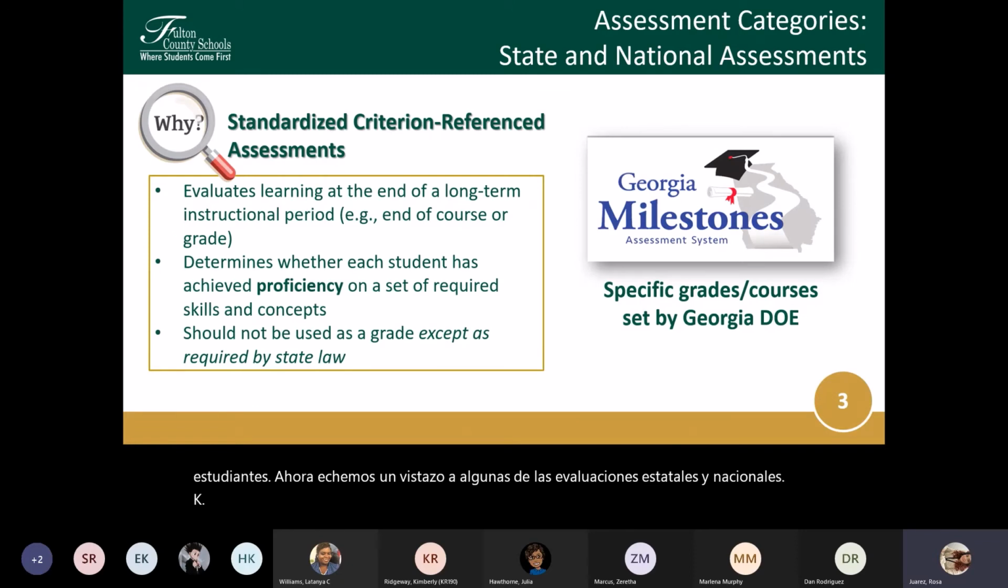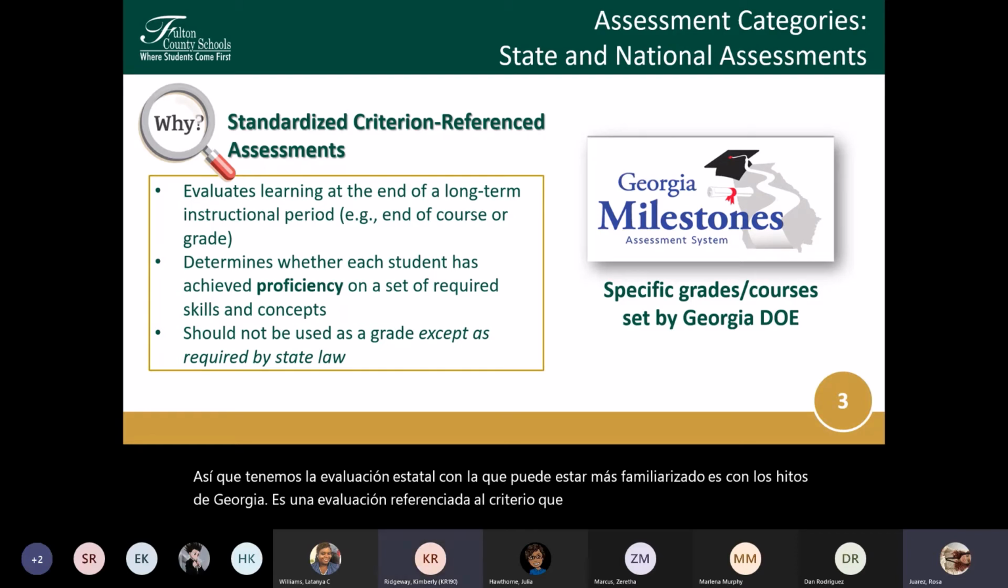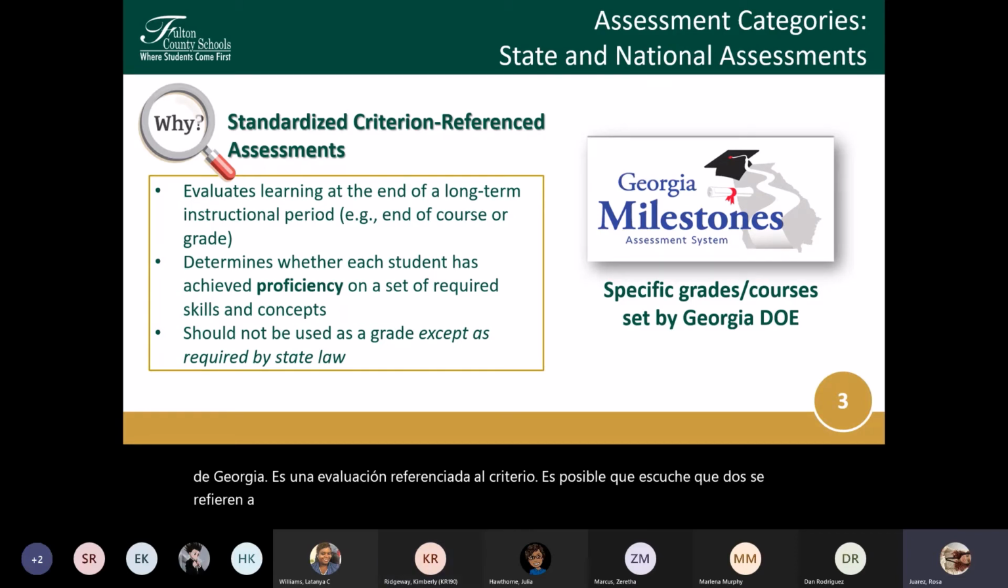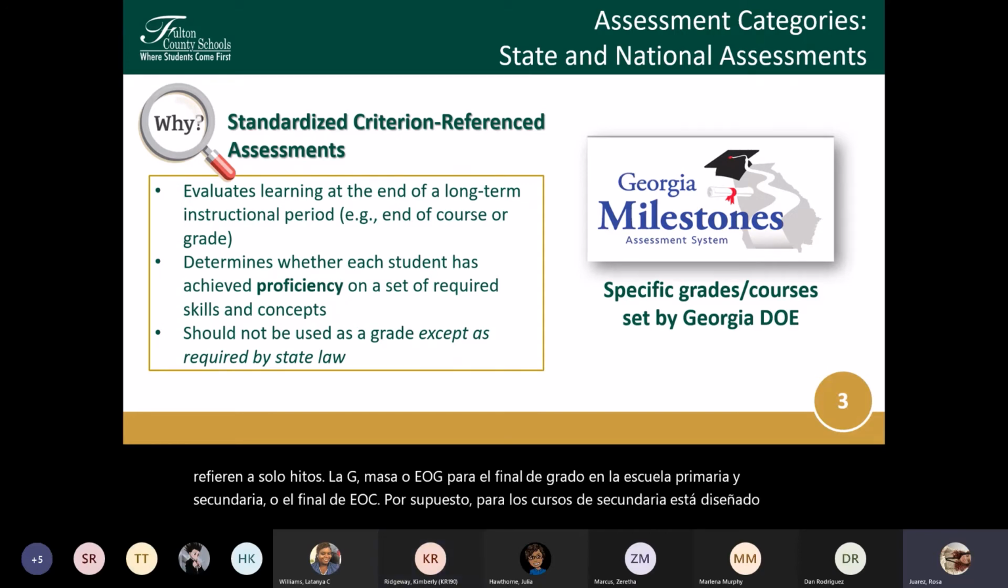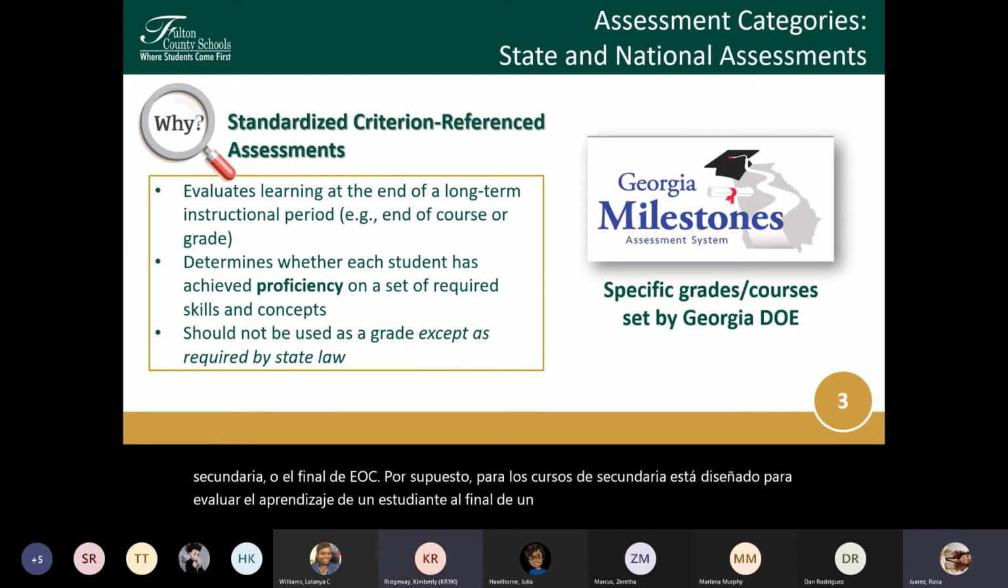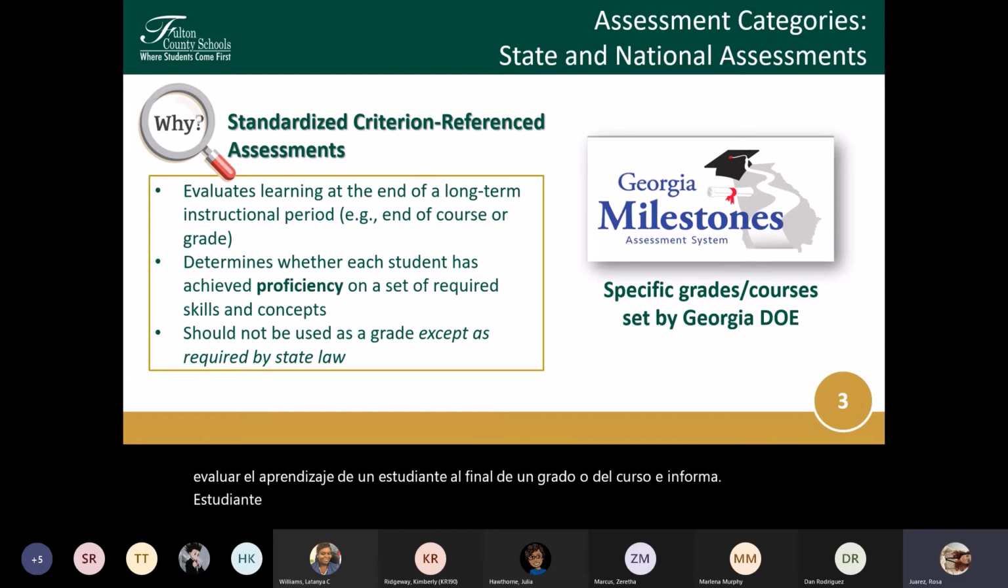So we have the state assessment that you may be most familiar with, the Georgia Milestones. It is a criterion referenced assessment. You may hear it referred to as just Milestones, the GMAS, or EOG for end of grade in elementary and middle school, or EOC, end of course, for high school courses. It is designed to evaluate a student's learning at the end of a grade or the course, and it reports whether a student has achieved proficiency on the skills and concepts of the course, and it should not be used as a grade except as required by state law.